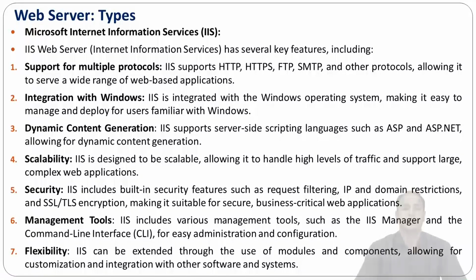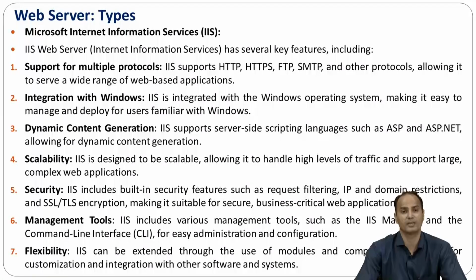IIS web server has several key features. First, support for multiple protocols. IIS supports multiple protocols in the form of HTTP, HTTPS, FTP and SMTP and other protocols, allowing it to serve a wide range of web-based applications. It also has integration with Windows. IIS is integrated with the Windows operating system, making it easy to manage and deploy for users familiar with Windows.